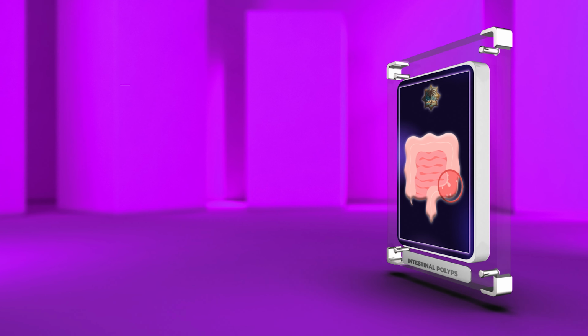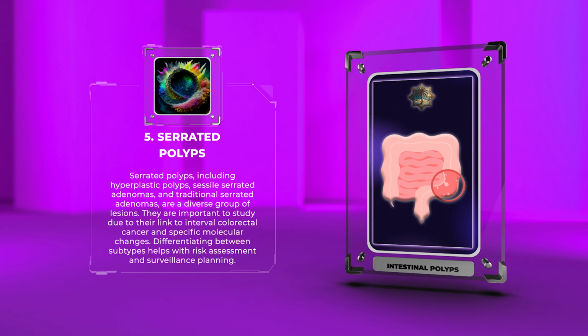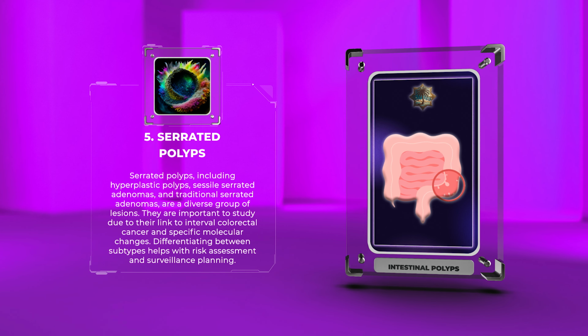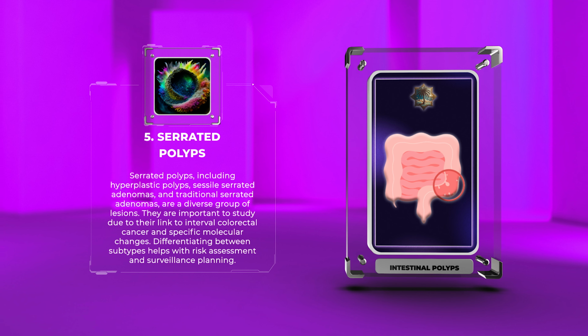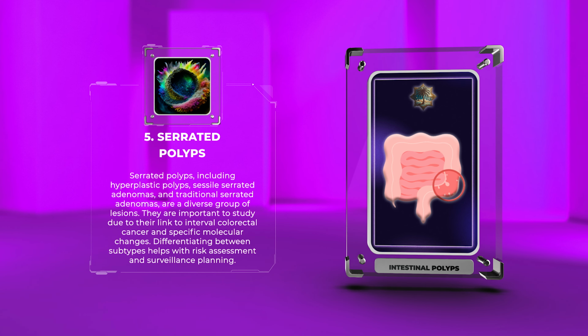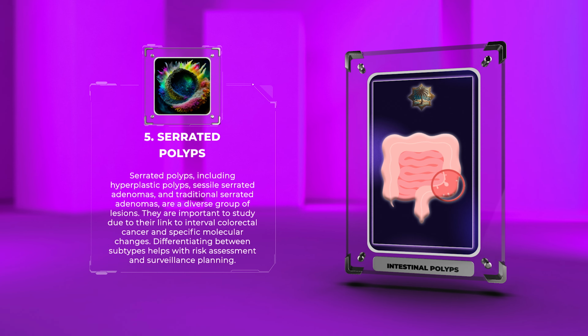Serrated polyps, including hyperplastic polyps, sessile serrated adenomas, and traditional serrated adenomas, are a diverse group of lesions. They are important to study due to their link to interval colorectal cancer and specific molecular changes. Differentiating between subtypes helps with risk assessment and surveillance planning.